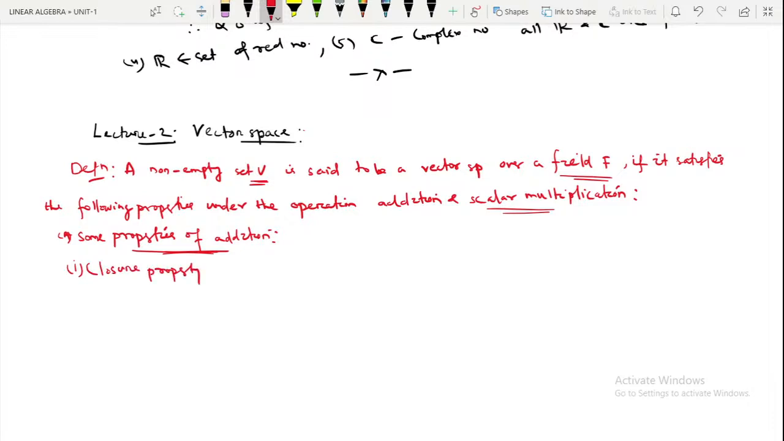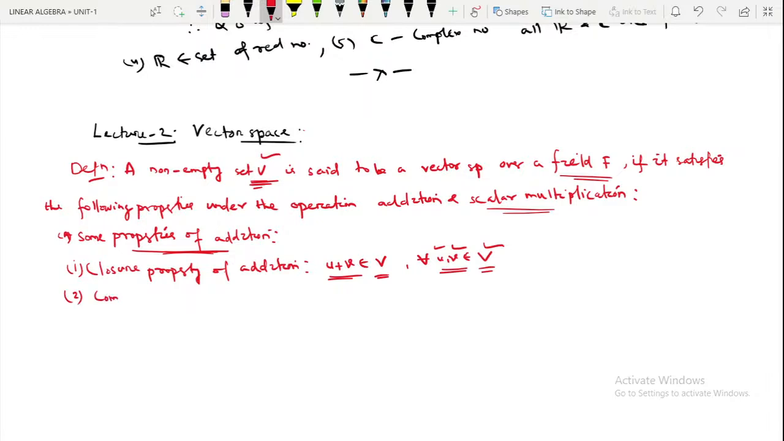So what is the closure property of addition? It says that u plus v belongs to V for all u, v belongs to V. So you have to say this V is a vector space if you take any two elements, or you can say any two vectors u and v, small u and small v, from that non-empty set V, then their sum also lies in V. Okay, that is the closure property of addition.